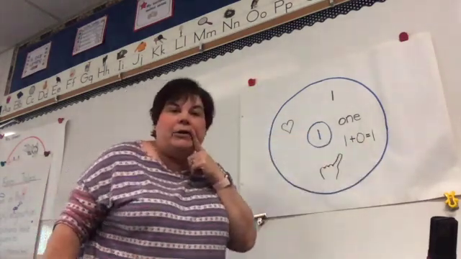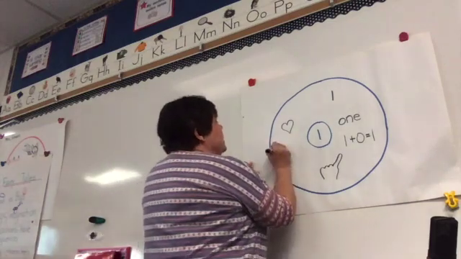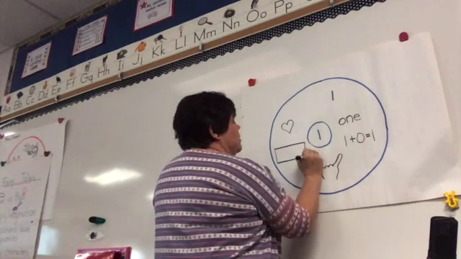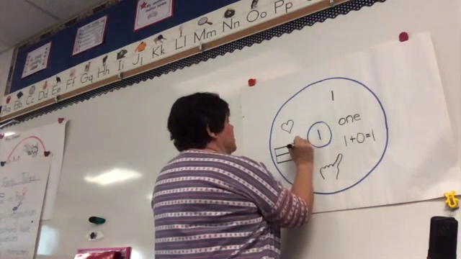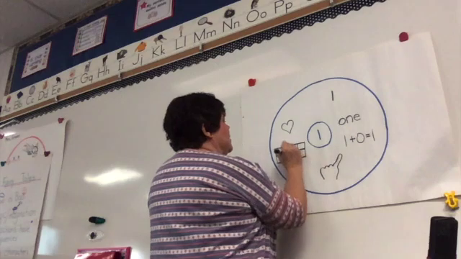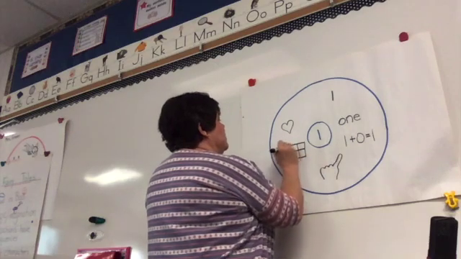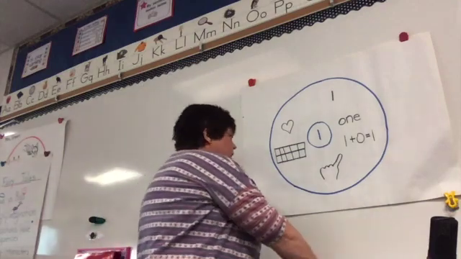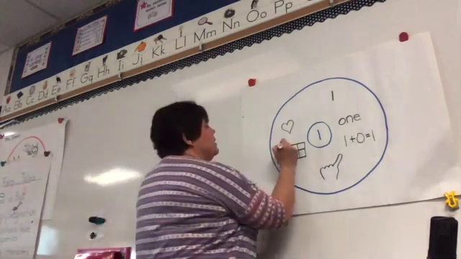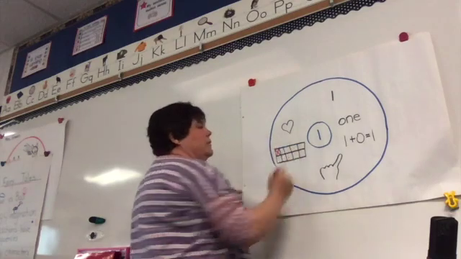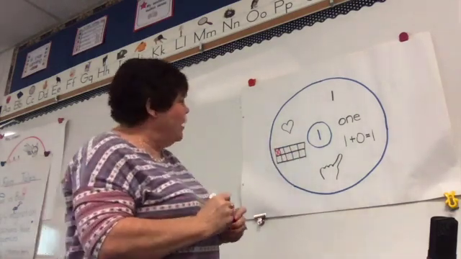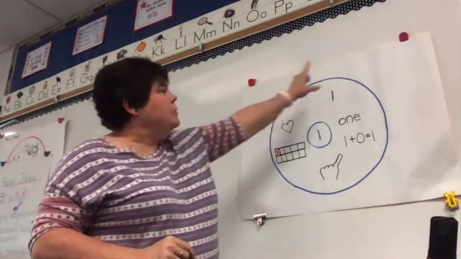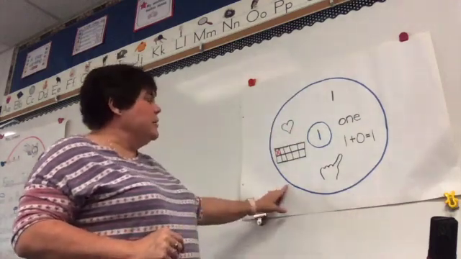Another way I could make the number 1 is if I made my 10 frame. There's my 10 frame. Now, I'm going to fill in just 1. All right, I filled in 1 on my 10 frame. So these are all different ways to make the number 1.